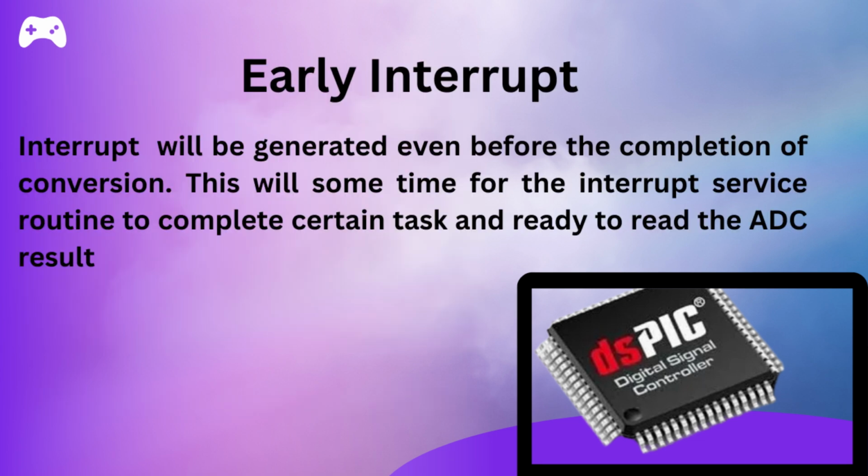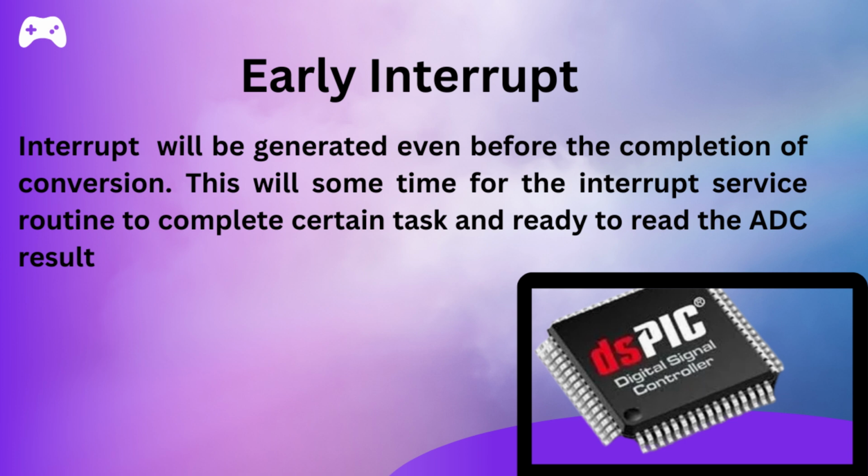There is one feature called early interrupt. Once the conversion has started, the microcontroller knows the conversion will be over in a certain period of time. Assume that the conversion will be over in 10 microseconds from the start of the conversion. So it will give an interrupt, an early interrupt. You can use the 10 microseconds to do other processes, so that when the result is ready, you can immediately pick it up.